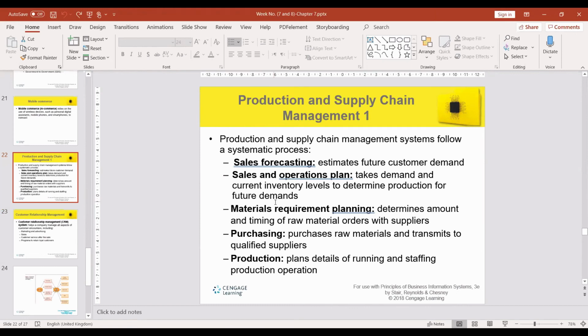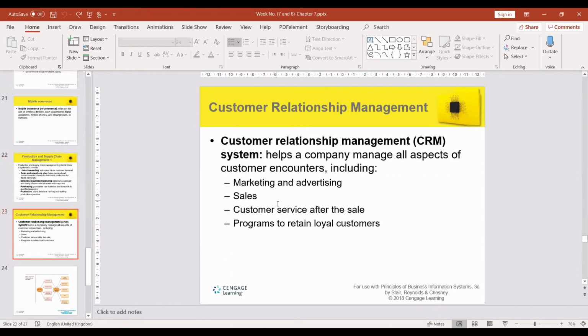Clear. Clear, Doctor. Okay. So the next system is the customer relationship management system. As its name shows, every organization has this, and it is a very important system nowadays, because your profit or loss somehow depends on these things. It helps a company manage all aspects of customer encounters. So it will address customer issues related to marketing and advertising.